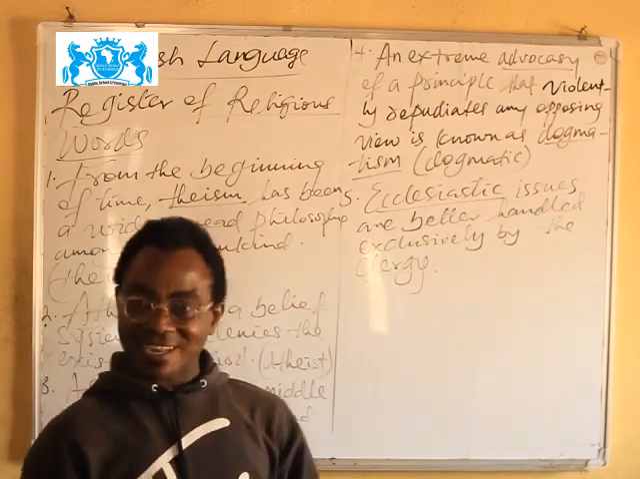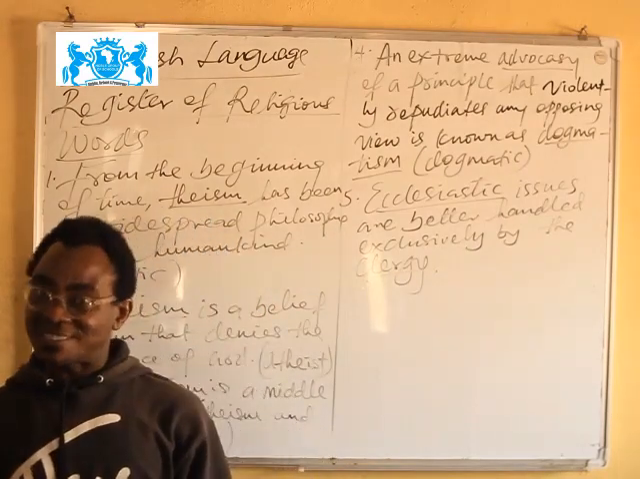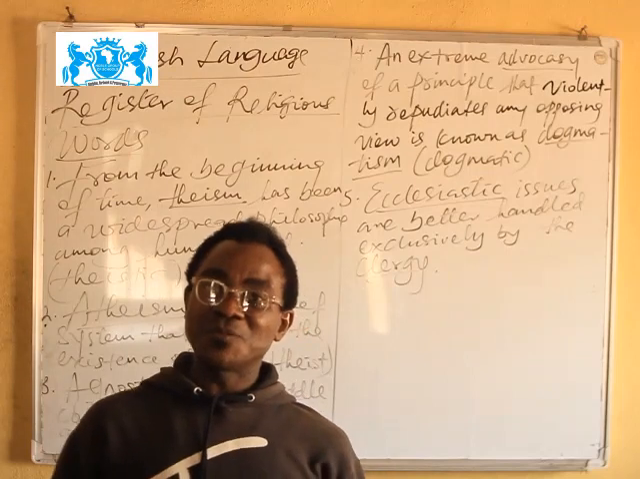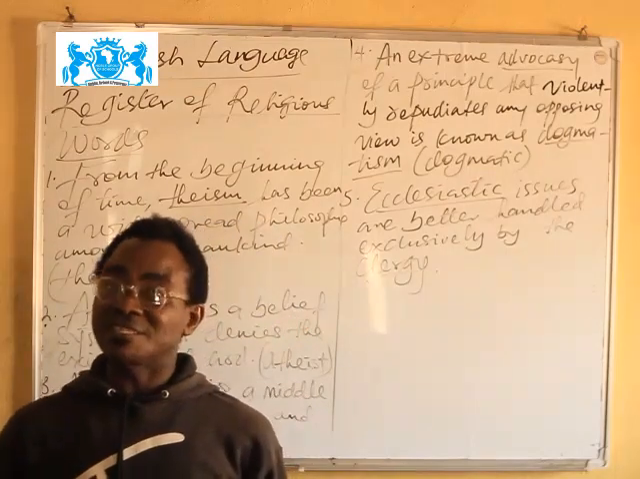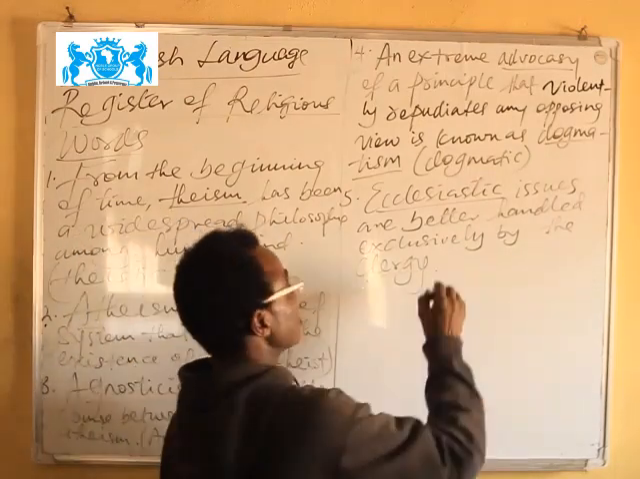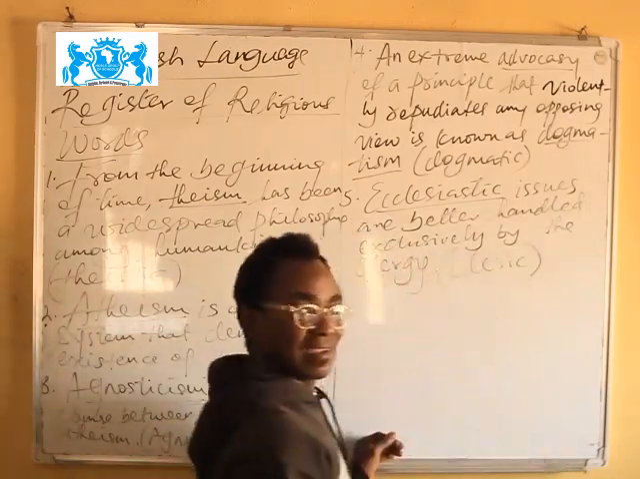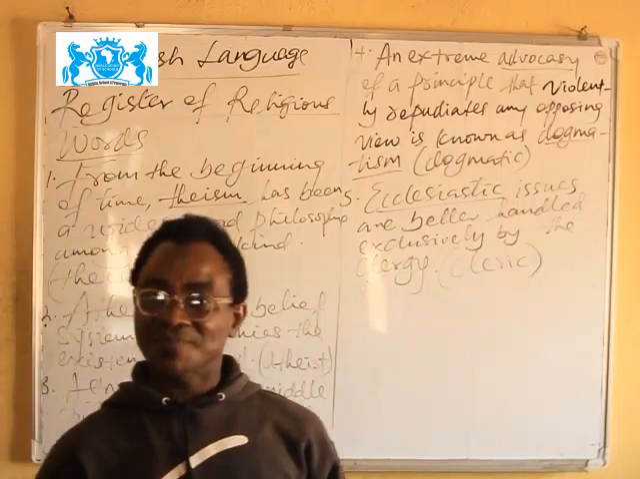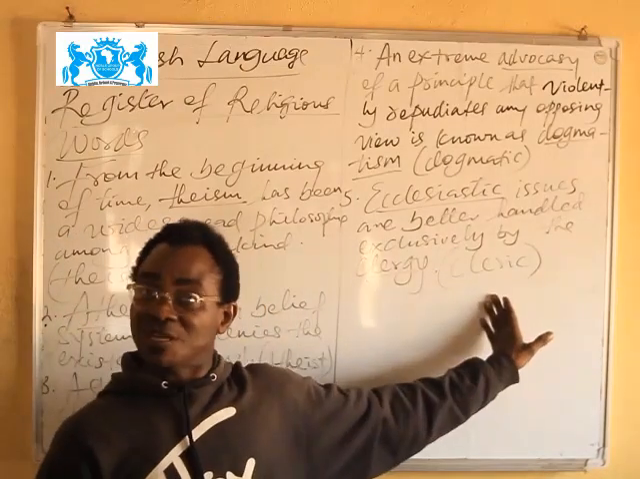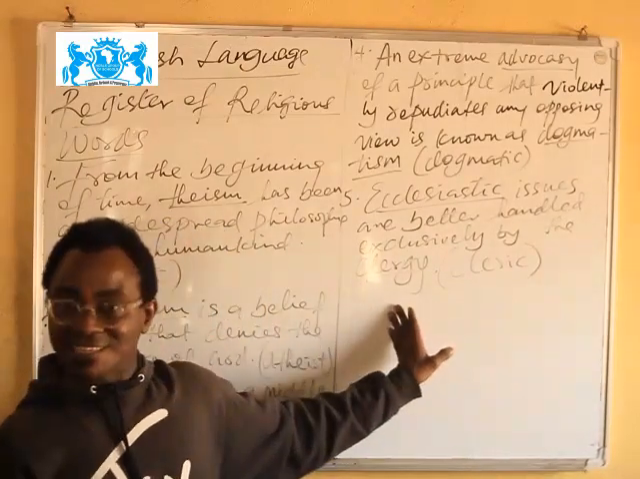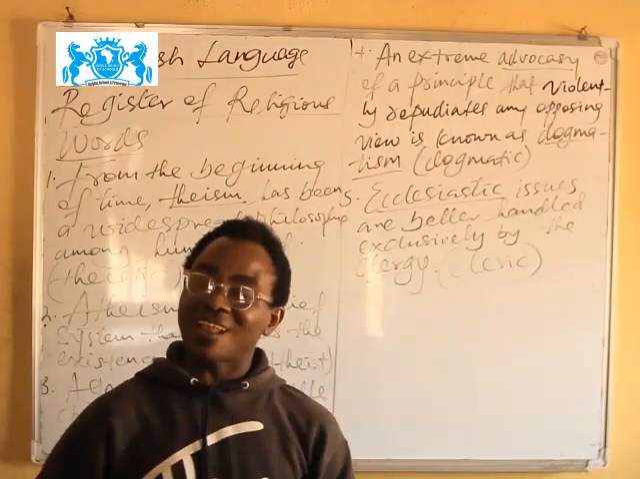Now, the word clergy, a religious register, means the priesthood. The members of the priesthood in a religion are referred to as a clergy. Now, compare the word cleric. Each individual priest in the clergy is referred to as a cleric.